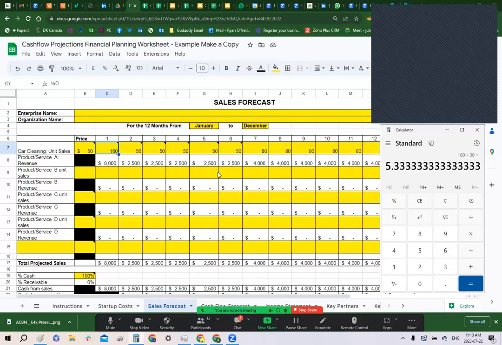Because 5.33333, I know there's a simpler form to put it, but I just forgot. I don't know, sorry about that. Yeah, we would round it up, so you wouldn't put the fractions. But again, cleaning that many cars is a lot for one person.